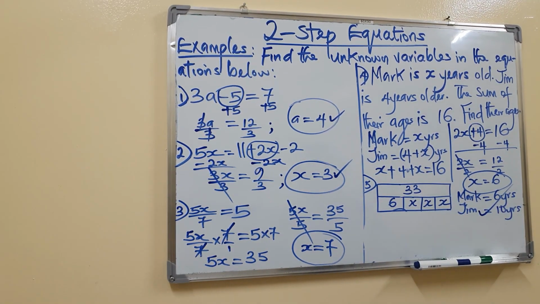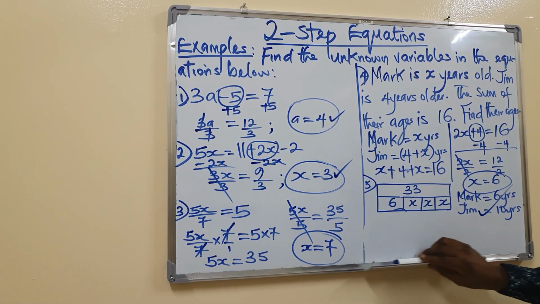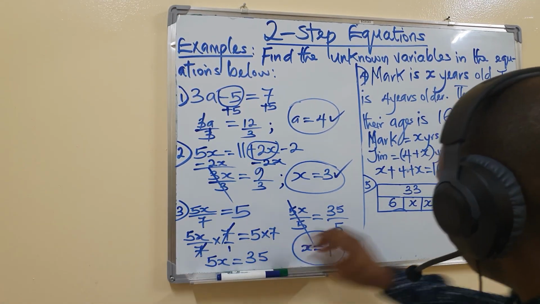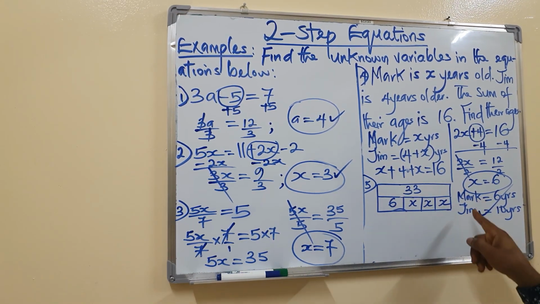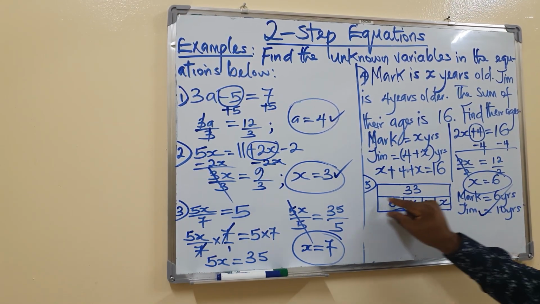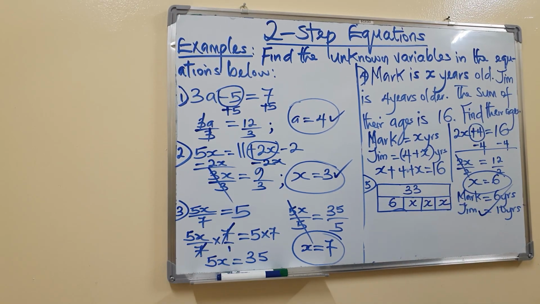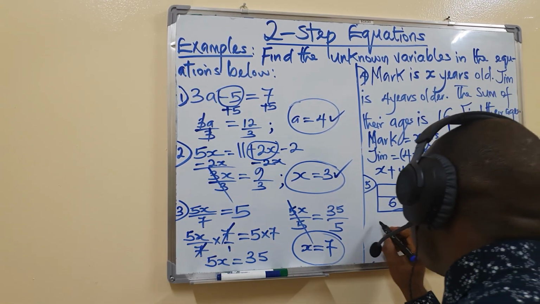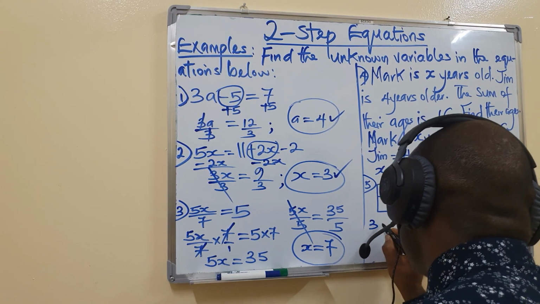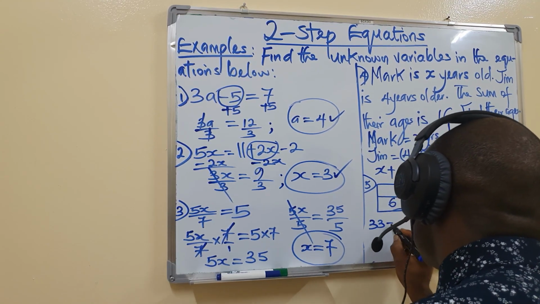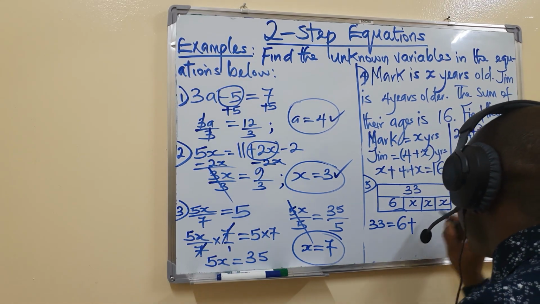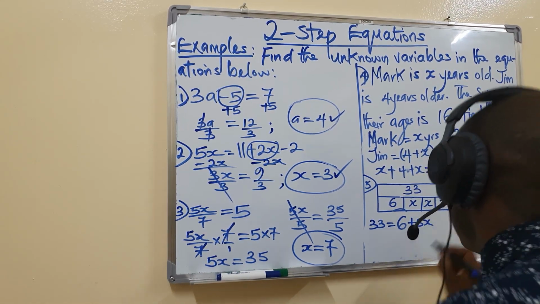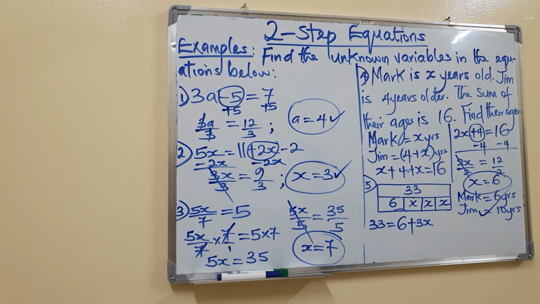Done. The last question is a bar model, and the bar model has 33, a rectangle up, and 6 with 3 x's, rectangle down. But the rectangle up and the rectangle down are equal, so we can easily express it mathematically or algebraically by saying that 33 is equal to 6 plus 1x, 2x, 3x. We have just formed an equation, and what we're looking for is x.